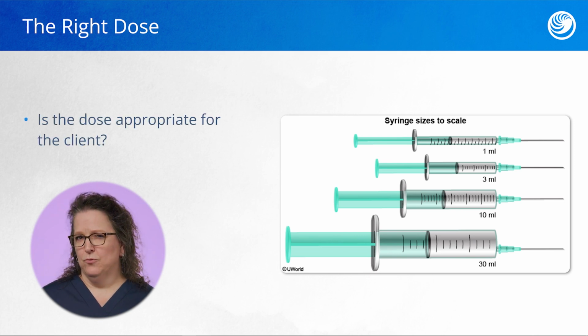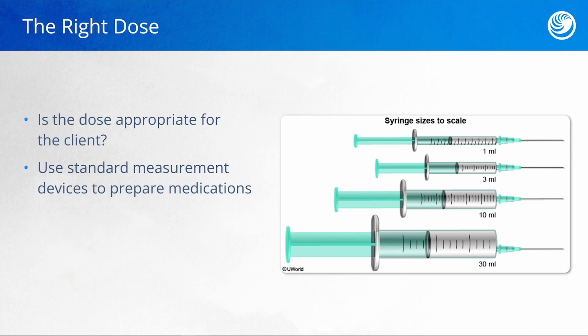The right amount or dose. Is the dose appropriate for this client? We want to use standard measurement devices to prepare medications, like measuring cups with lines on it, droppers with measurement markings, and, as pictured, specific syringes. And we want to remind the clients to use the same type of measuring devices at home, rather than using household teaspoons or tablespoons, to make sure that the dose and amount is accurate.